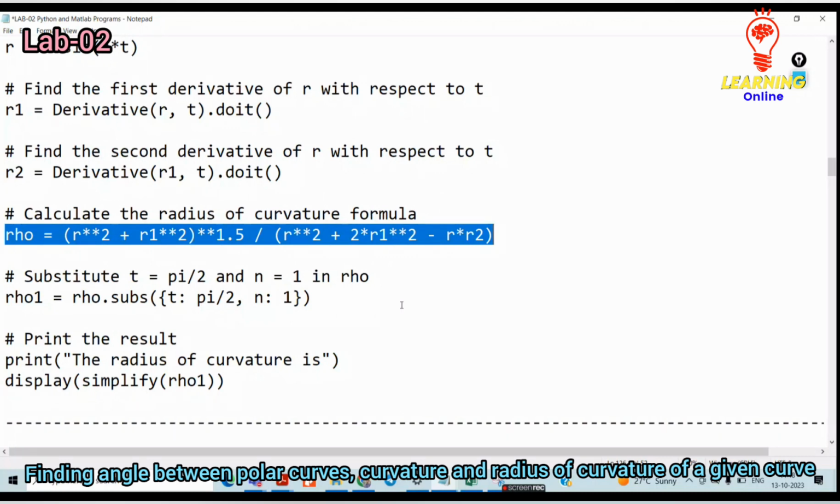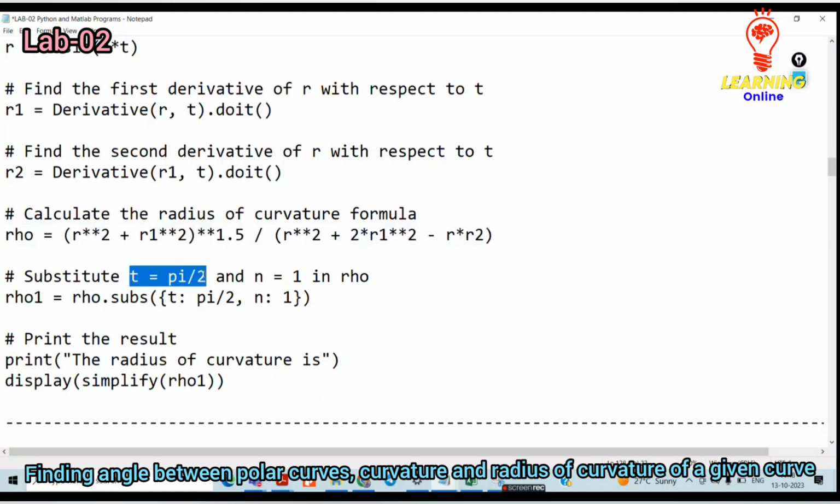Then R square plus 2R1 square minus R into R2. Okay, then I will get the rho value. But what I need to do? I need to make that evaluation for the particular value of t equal to pi by 2 and n equal to 1. Then rho 1 is equal to what? Rho I already evaluated. For this, I need to substitute t value as pi by 2, n value as 1. Then I will get that particular radius of curvature.